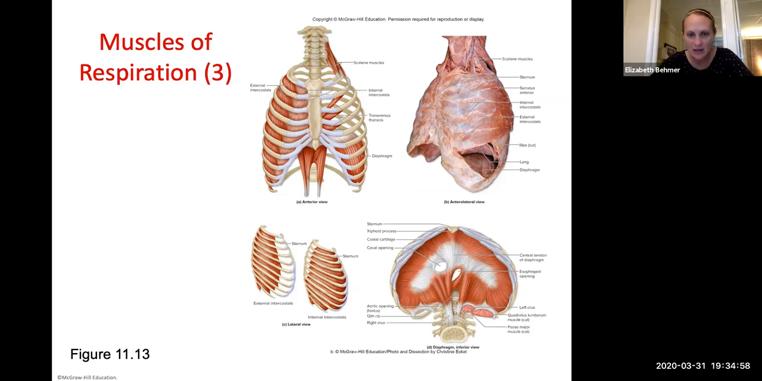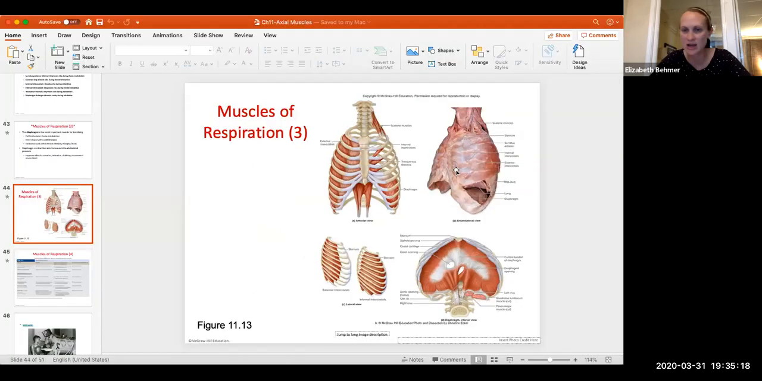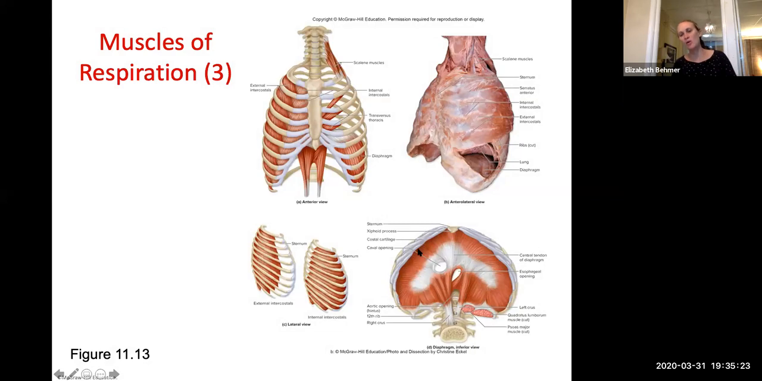What else? We have scalene muscles attached from your upper ribs up to your neck. Those are your scalenes. You can see the diaphragm in an inferior view. If we're looking at the diaphragm from your abdominal cavity, you can see there are openings in it, and those openings are for your aorta and your inferior vena cava to go back up to the heart.